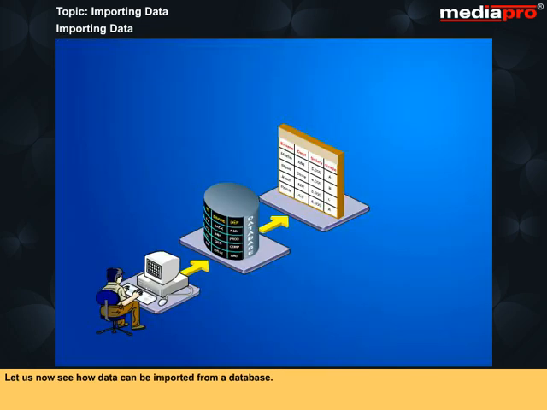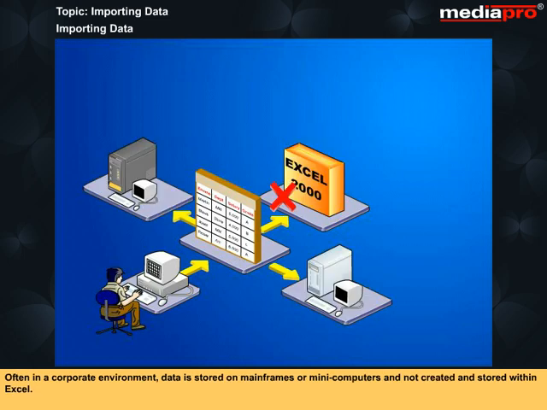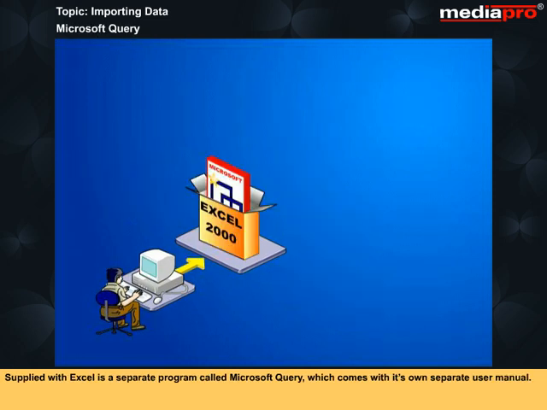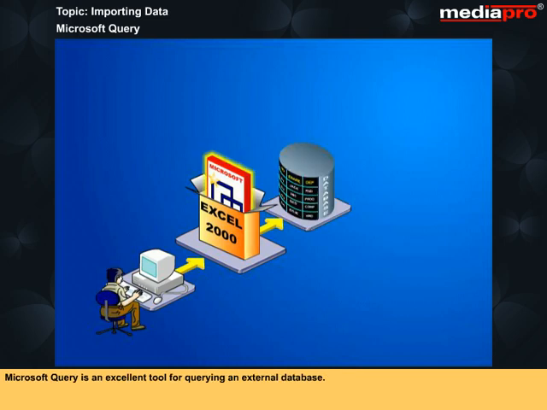Let us now see how data can be imported from a database. Often, in a corporate environment, data is stored on mainframes or mini-computers and not created and stored within Excel. The data may be created and stored within other dedicated database programs. Commonly used programs include Access, DBase, Paradox, SQL Server, Oracle, or DB2. Supplied with Excel is a separate program called Microsoft Query, which comes with its own separate user manual. Microsoft Query is an excellent tool for querying an external database.